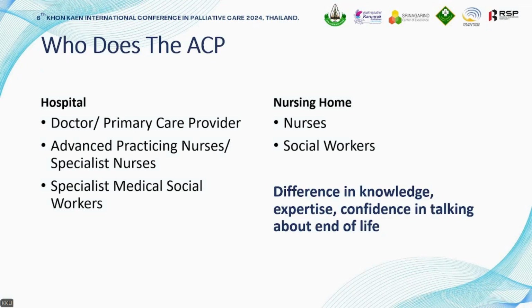If not a doctor or primary care provider, then a specialist nurse, or in certain cases, for example, in chronic kidney disease, which I know is a very strong program here in Kaen University Hospital as well, social workers can sometimes have this conversation. However, in your nursing home, remember I talked to you about the different care capabilities and staffing. My experience in Singapore is that most of the time, nurses or social workers are going to do the advanced care planning for the residents. And this creates a problem because there is a difference in the knowledge expertise between a doctor and a nurse, or between a doctor and a medical social worker. In order for your advanced care planning program to succeed in a nursing home, we need to be able to overcome these knowledge deficits. And the way to do it is by education.